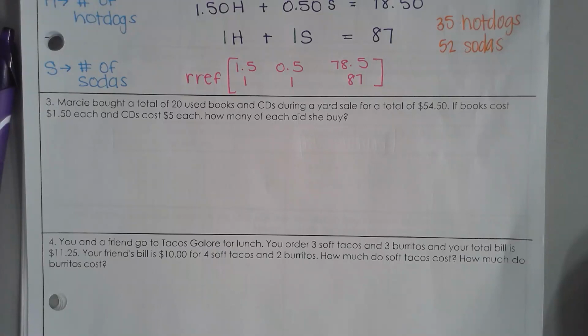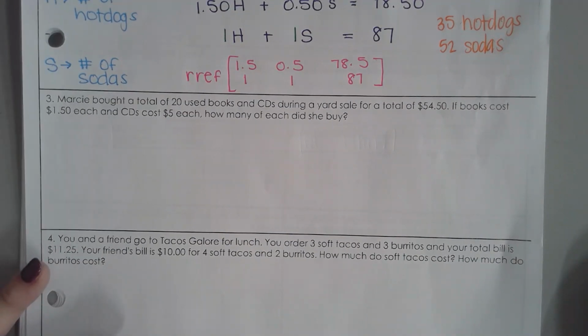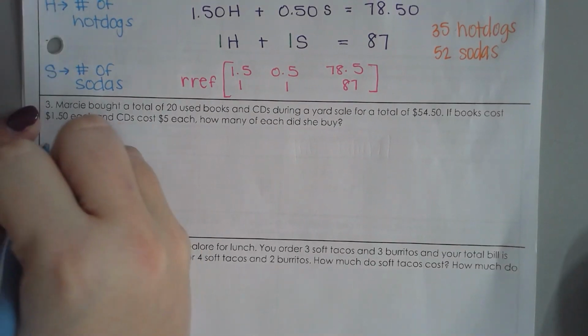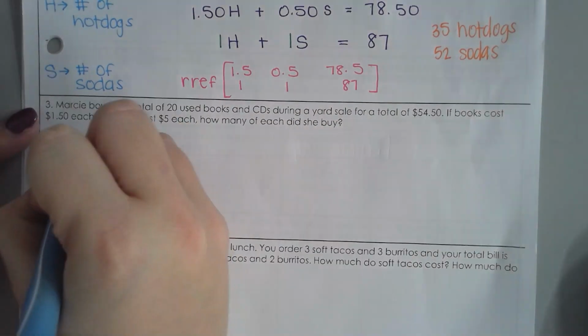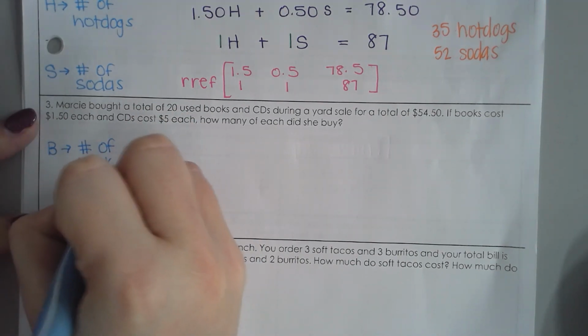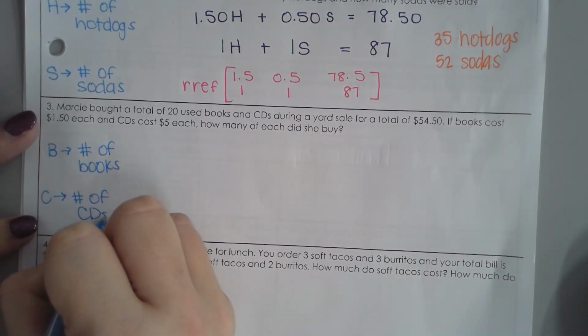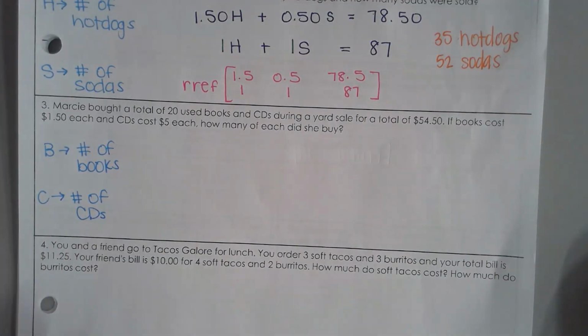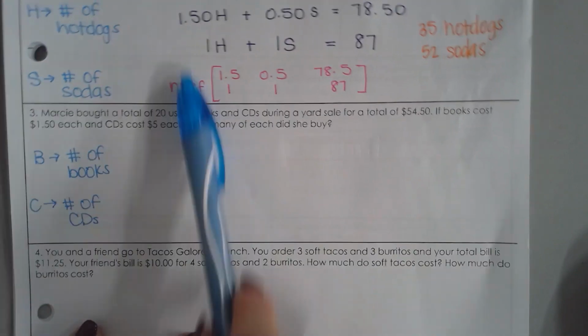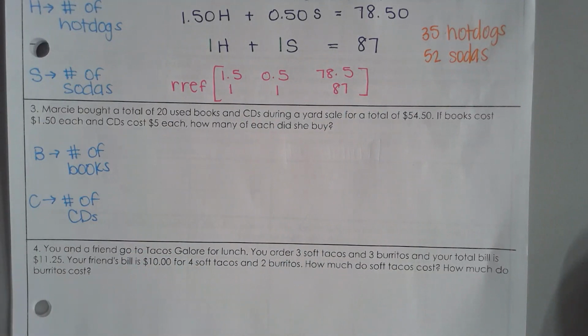What two things am I trying to figure out? Number of books and number of CDs. What letter should I use? B and C would be practical. B is the number of books. If you used X and Y, that's not wrong, but C is the number of CDs. So see if you can look at how we wrote the equations in number 2 and come up with them for number 3.